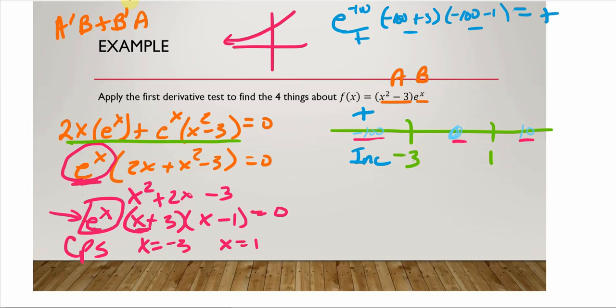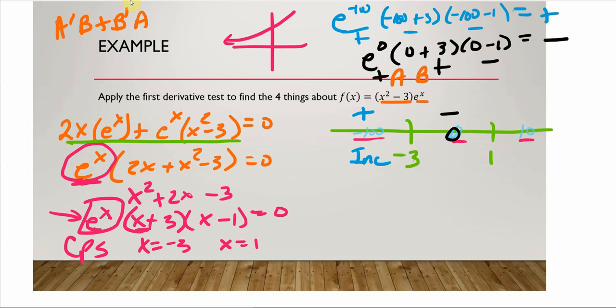Now the next thing that I'm going to do is I'm going to take this 0 and I'm going to plug it in now. So I'm going to get e to the 0, 0 plus 3, and then 0 minus 1. That's going to be e to the 0 positive, 0 plus 3 is positive, 0 minus 1 is negative. So when I multiply those three, I'm going to end up with negative. So that means that my function is decreasing.